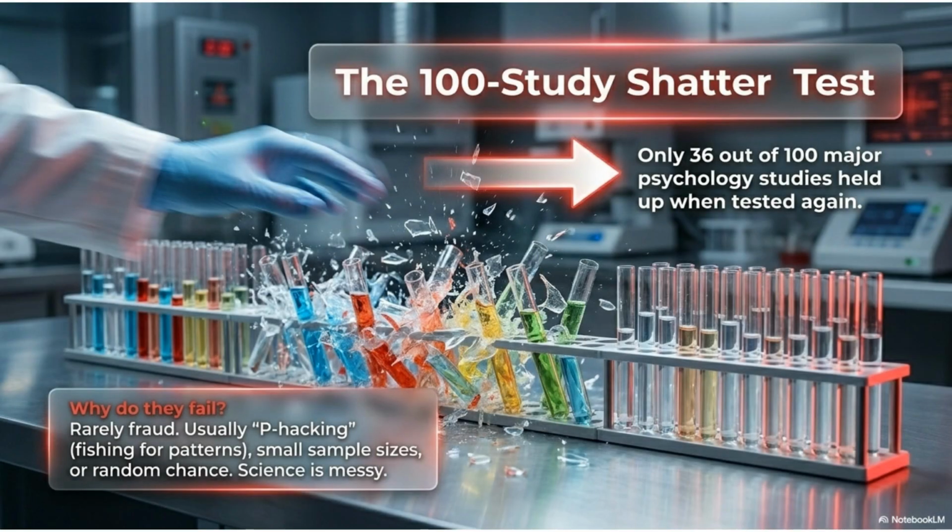The 100-study Shatter test highlights that only 36 out of 100 major psychology studies held up when retested. Failures are rarely fraud, but often due to p-hacking, small sample sizes, or random chance, reminding us science is messy.